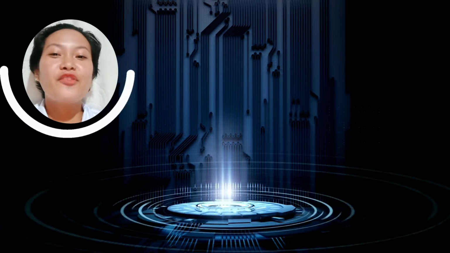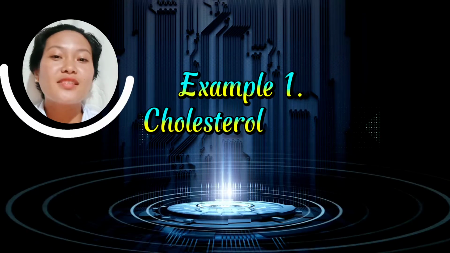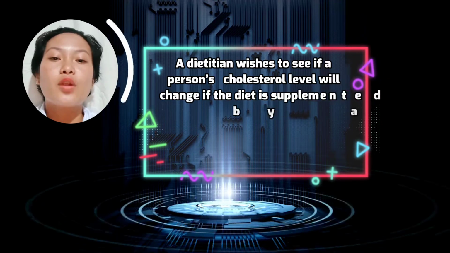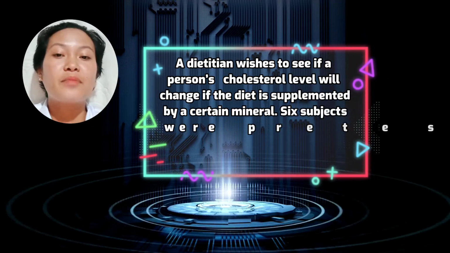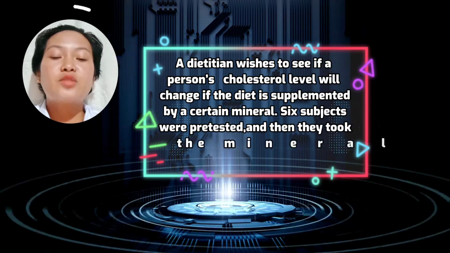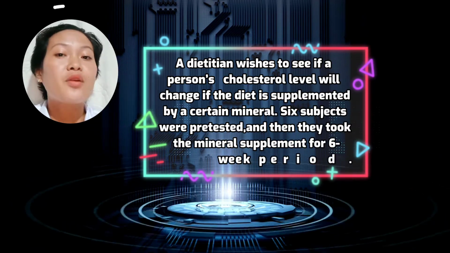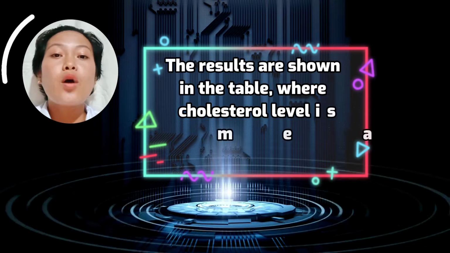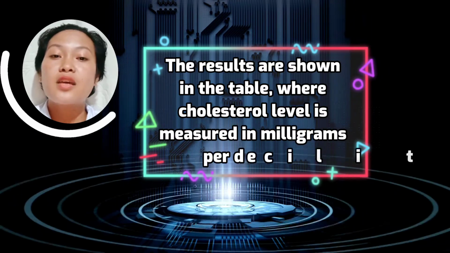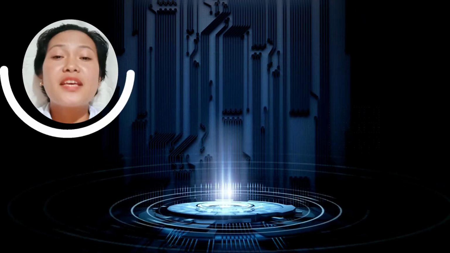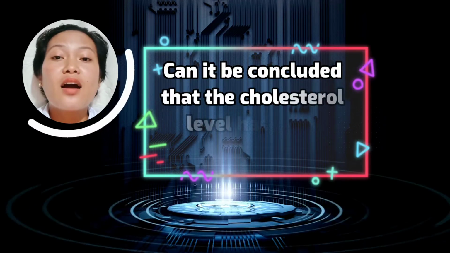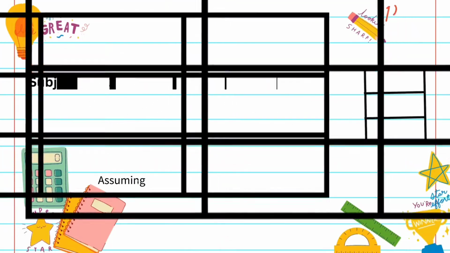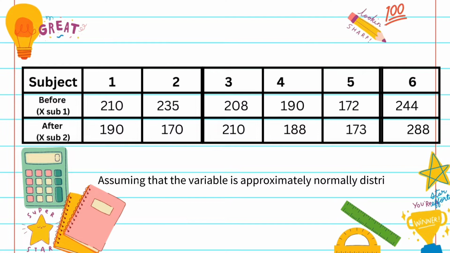Now, let us solve example number 1, which is about cholesterol levels. A dietitian wishes to see if a person's cholesterol level will change if the diet is supplemented by a certain mineral. Six subjects were pre-tested and then they took the mineral supplement for a 6-week period. Our results are shown in a table where cholesterol level is measured in milligrams per deciliter. The question is, can it be concluded that the cholesterol level has changed at alpha equals 0.10, assuming that the variable is approximately normally distributed?